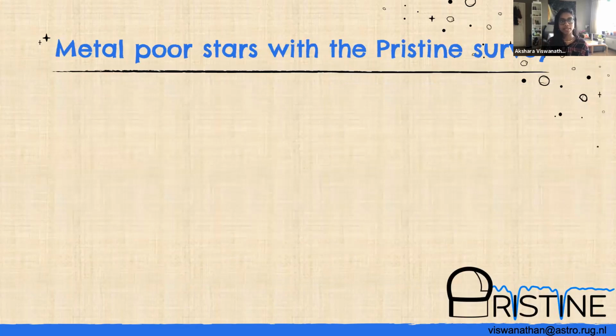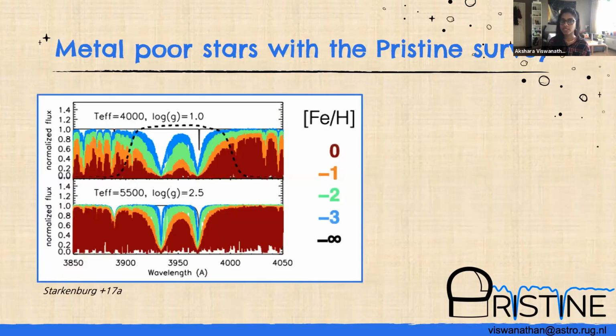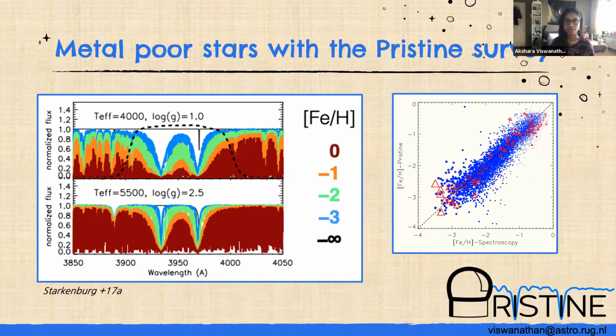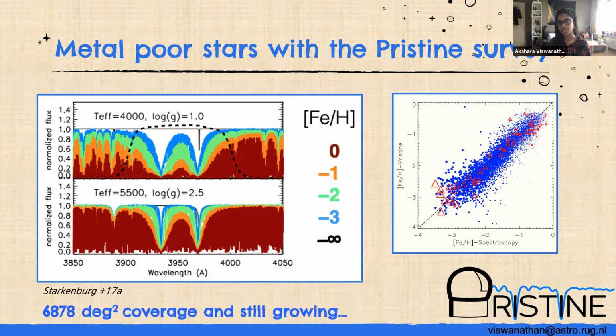And let me cover a little bit about how we study the metal poor stars with the Pristine survey. Pristine survey is a narrowband CaHK survey in the Northern Hemisphere, and it uses the CaHK filter, which is very metallicity sensitive. And this is a comparison of the Pristine photometric metallicities with the spectroscopic ones. And we have a coverage of more than 6,800 square degrees in the sky. And we study the inner galaxy, dwarf galaxies. It's used to select the PHP stars. We study the disk, the bulge, and also the halo.